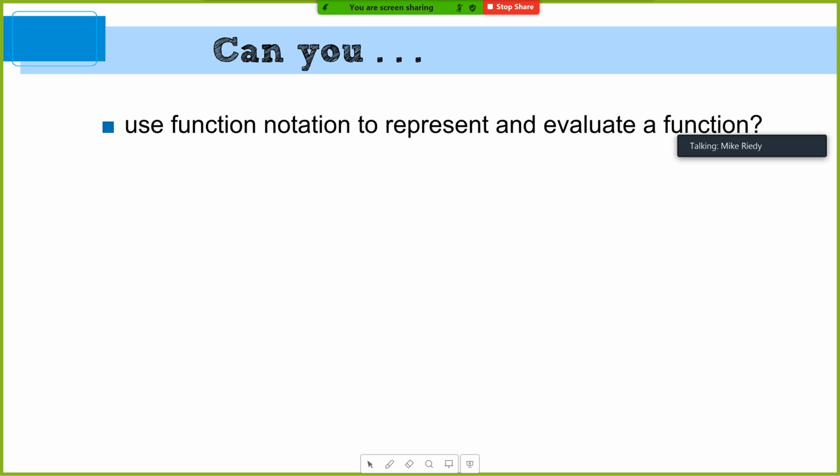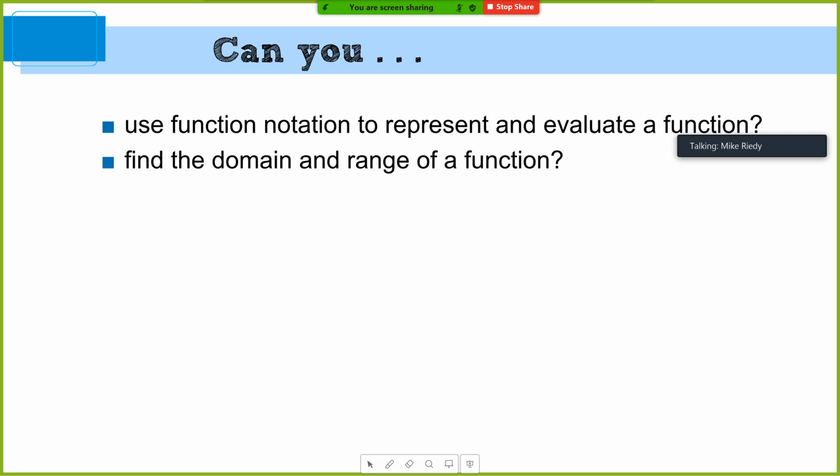We're going to talk about functions. What is function notation? What is a function? We're going to talk about domain and range. Domain, x values; range, y values. You know that already. We're going to talk about graphing functions. We're not going to spend a lot of time on graphing, but what we are going to spend a lot of time talking about is transformations.